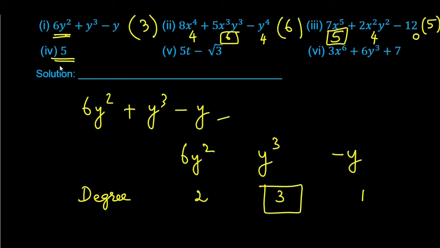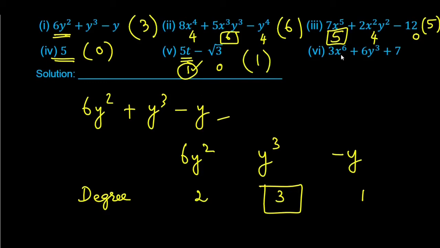Here it is a constant term. So the degree is 0. Here we have variable t. The exponent is 1. So the degree of this term is 1 and the degree of this constant is 0. Highest is 1. So the degree is 1.